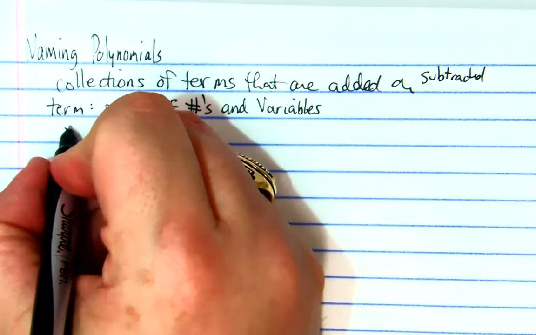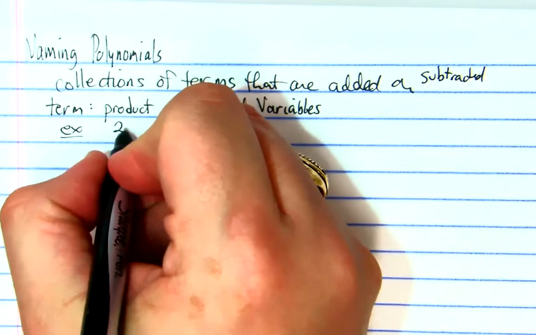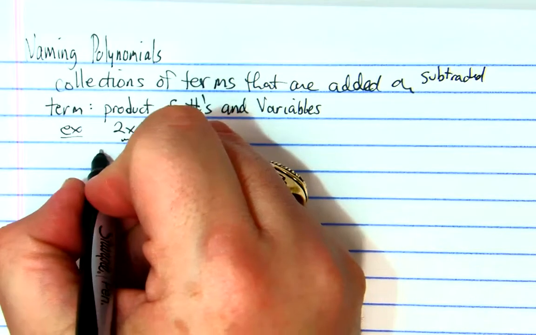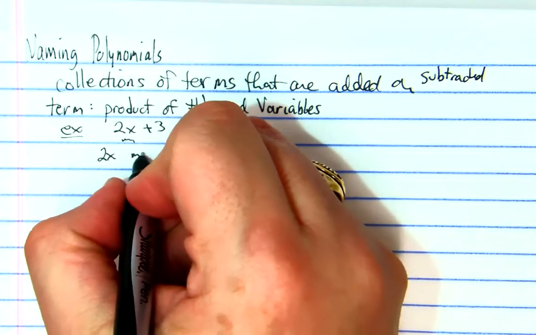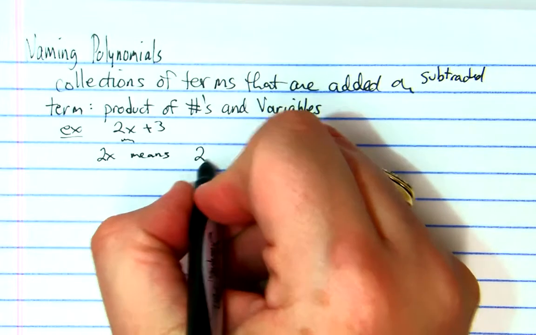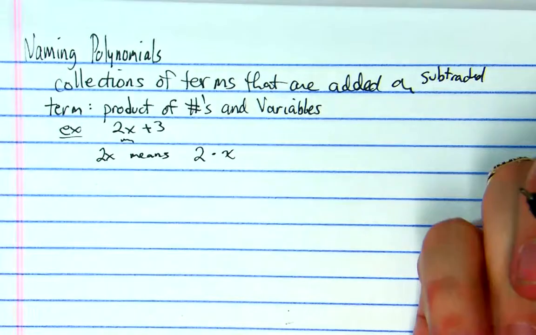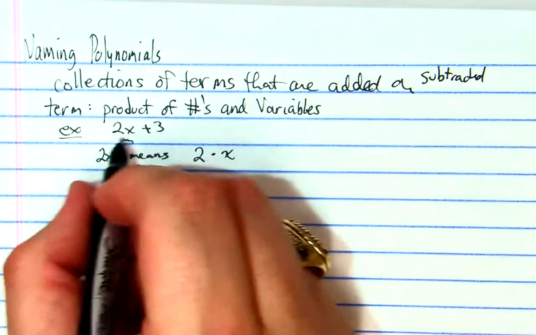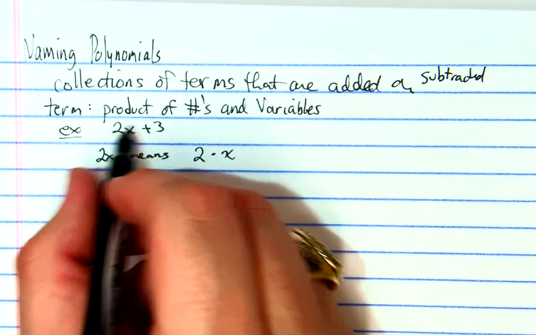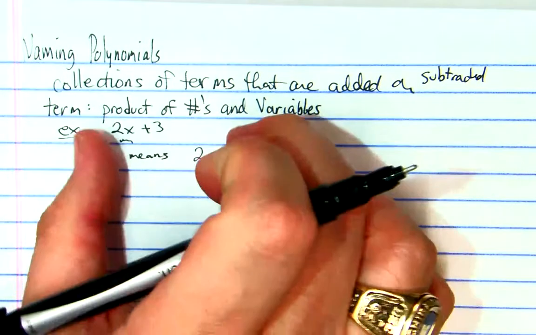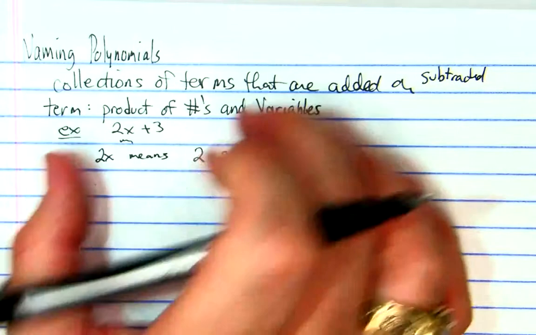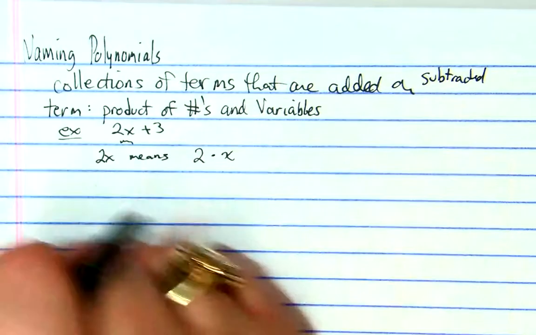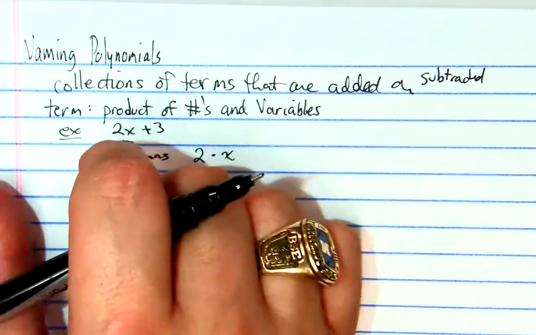For example, you could have 2x plus 3. The 2x right here means 2 times x. So that's really what's happening, 2 times x plus 3. And since it's a polynomial, they're tied together. This whole expression, 2x plus 3, has to stick together. You can't break it apart. 2x plus 3 is 2x plus 3.